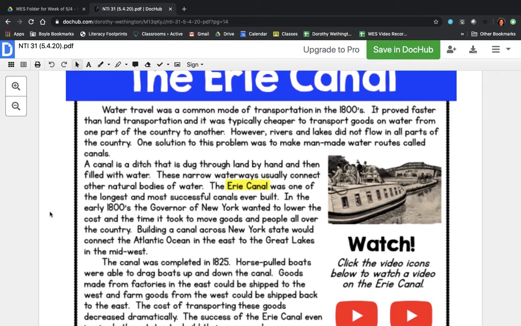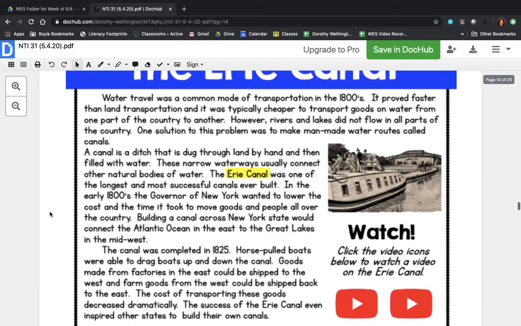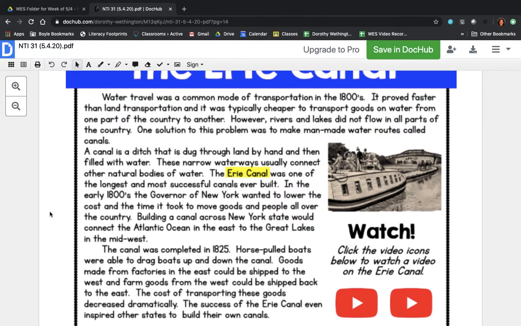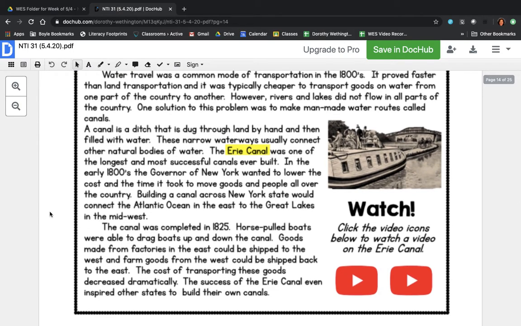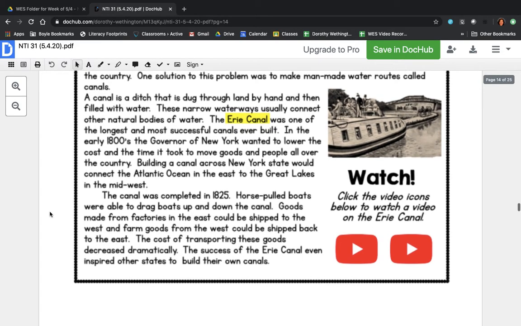The Erie Canal was one of the longest and most successful canals ever built. In the early 1800s, the governor of New York wanted to lower the cost and the time it took to move goods and people all over the country. Building a canal across New York State would connect the Atlantic Ocean in the east to the Great Lakes in the Midwest. The canal was completed in 1825.